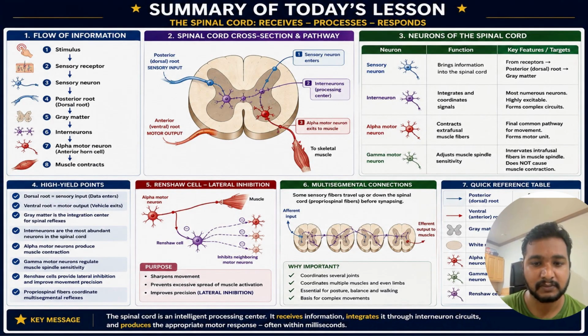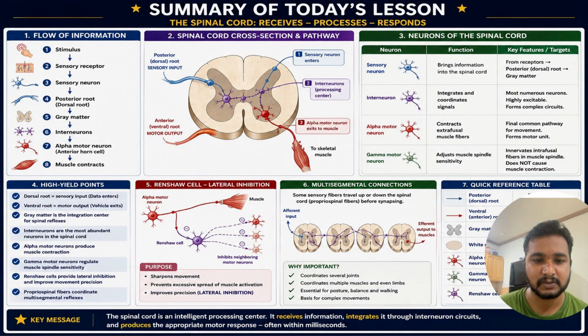We also learned that gamma motor neurons do not produce movement. Instead, they keep the muscle spindle active and sensitive during muscle contraction through alpha-gamma coactivation, ensuring smooth and accurate movement. Finally, we discussed the Renshaw cell, which provides recurrent inhibition, preventing excessive muscle activity and making movements more precise.